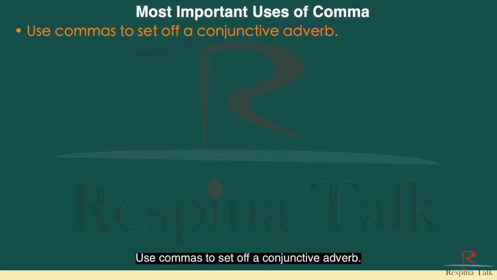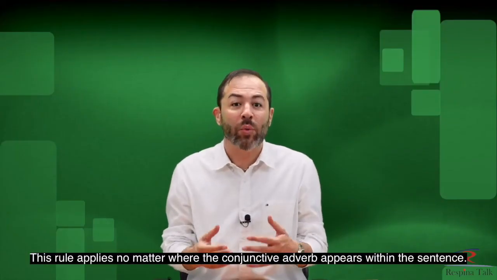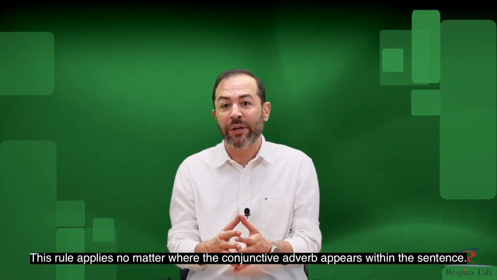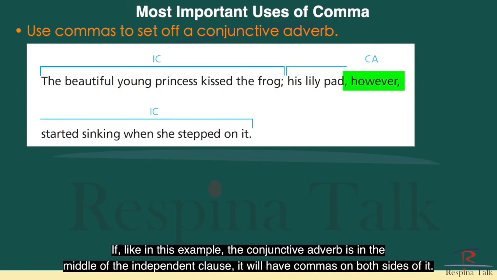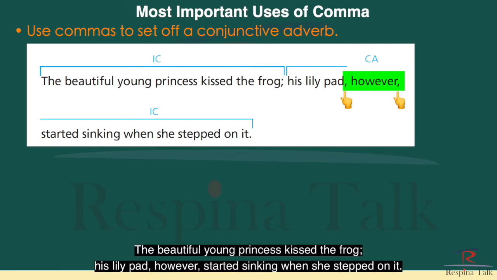Use commas to set off a conjunctive adverb. This rule applies no matter where the conjunctive adverb appears within the sentence. If, like in this example, the conjunctive adverb is in the middle of the independent clause, it will have commas on both sides of it. Look at the example. The beautiful young princess kissed the frog; his lily pad, however, started sinking when she stepped on it.